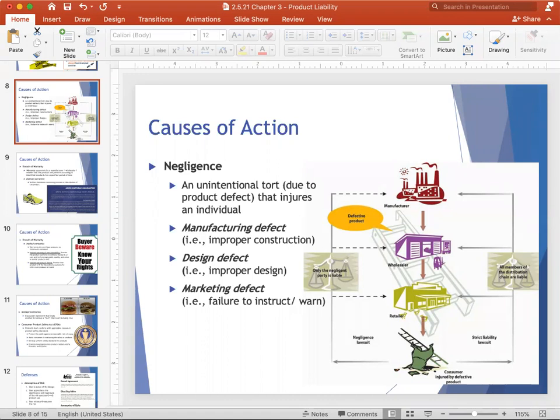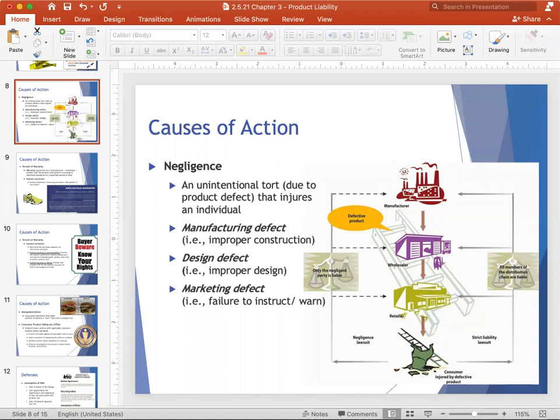They didn't assemble it correctly. They didn't maintain it correctly. So they're going to look at how the consumer used the product and if they potentially contributed to their own injury. And then they'll look at, once again, that proximate cause. Did the defect cause the consumer's injury?